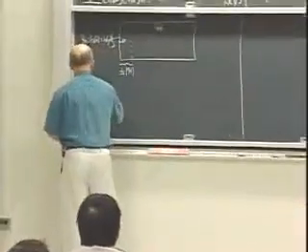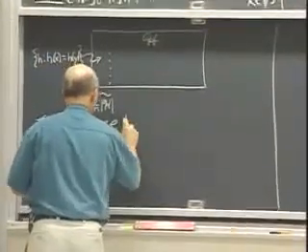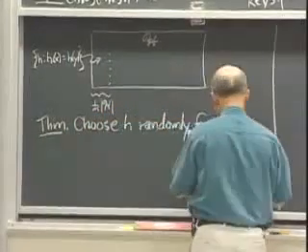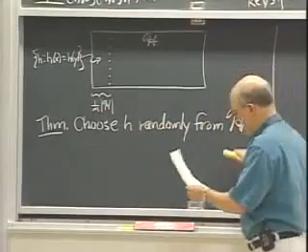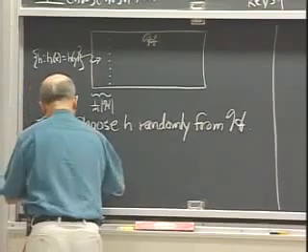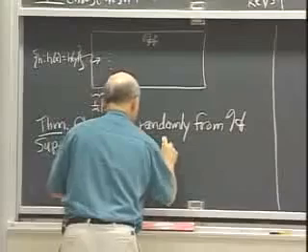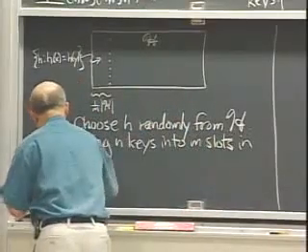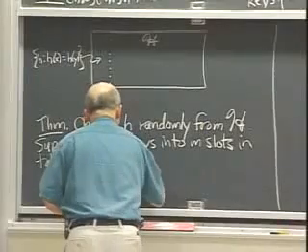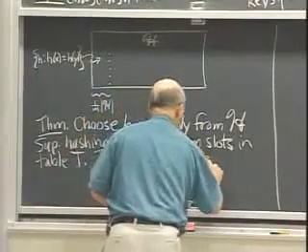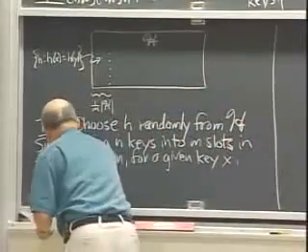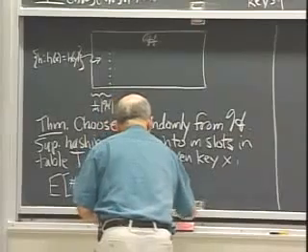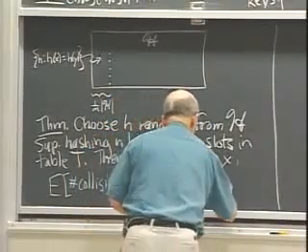Our theorem is that if we choose h randomly from the set of hash functions H, and we suppose we're hashing n keys into m slots in table T, then for a given key x, the expected number of collisions with x is less than n over m.